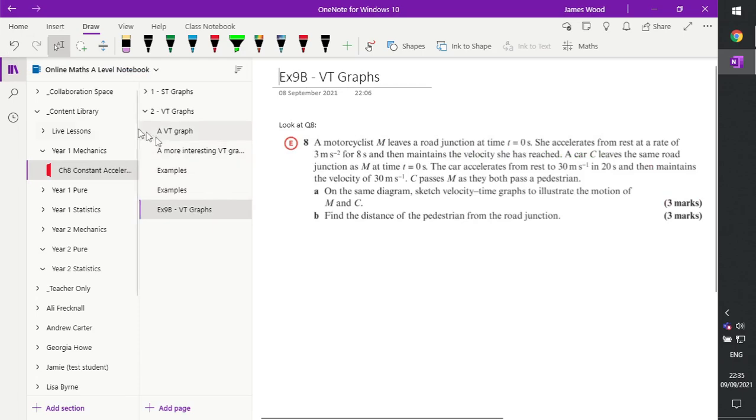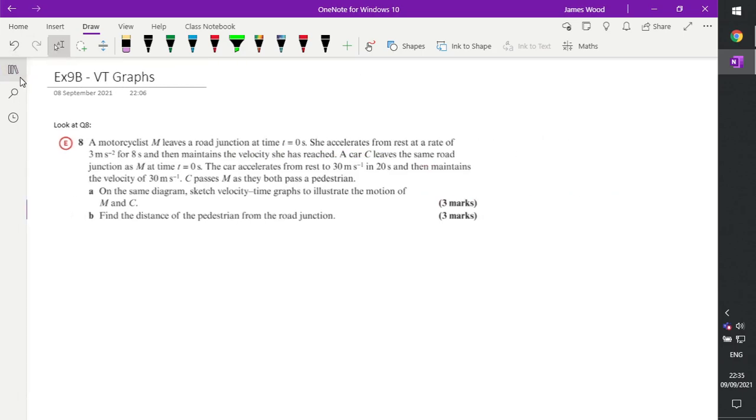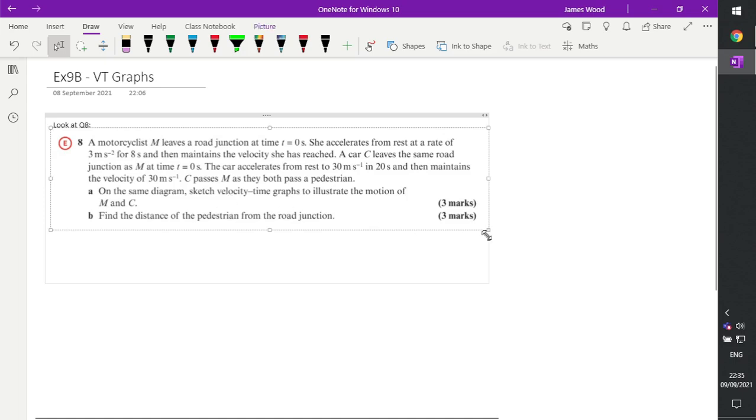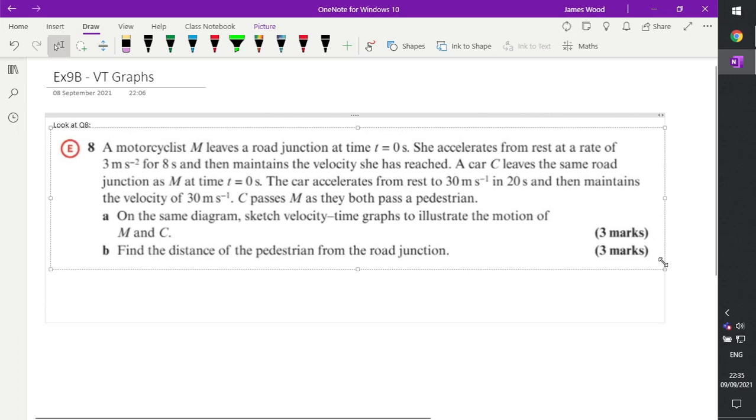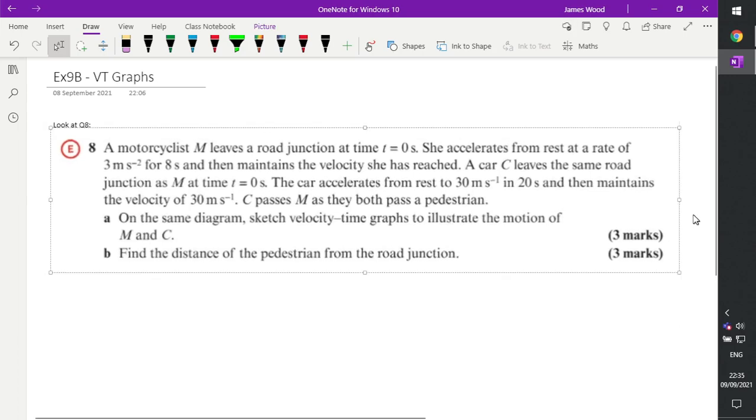Okay. Exercise 9b is the one to do to practice VT graphs, but I thought I'd pick out question 8 to have a look at. So you might want to do questions 1 to 7 first and come back to this and have a look at question 8, because this is the sort of question that trips people up. So I'm going to go through this now.